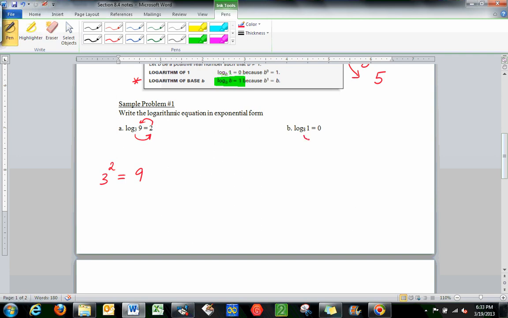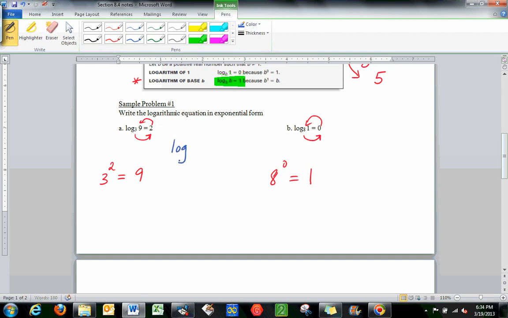8 is going to be our base, and if we raise 8 to the 0 power, we know anything raised to the 0 power is simply equal to 1. So this is just a simple way for us to rewrite logs.